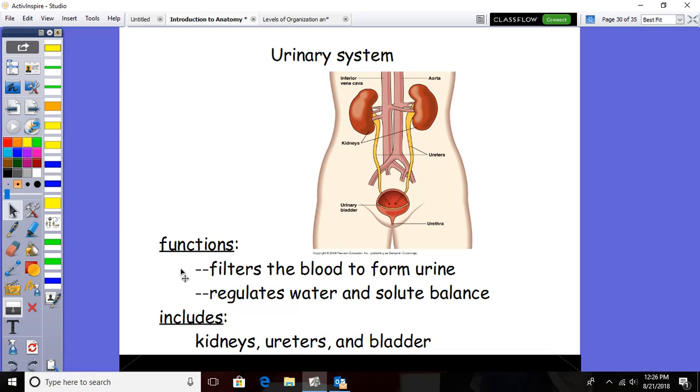And so we're listing the functions of the urinary system here as filtering your blood to form urine, and in doing so, it's also regulating your solute and water balance. So if you eat a really salty pretzel, you're probably going to be holding on to more water to try and balance out that salt. So it includes your kidneys, your ureters, your bladder, and then also your urethra.